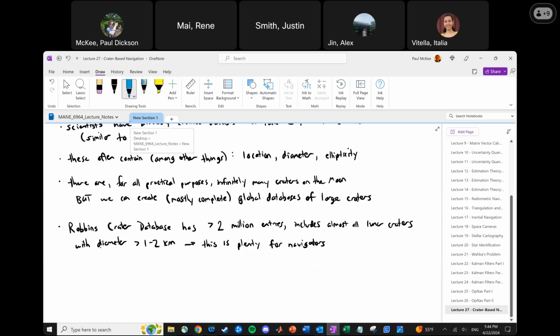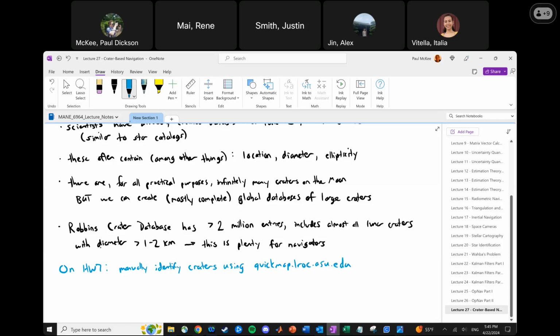Now, on homework 7, we're not going to do Robbins Crater Database detection. We're just going to manually identify craters using the website that I provided, which is quickmap.lroc, which is Lunar Reconnaissance Orbiter Camera, Arizona State University.edu.